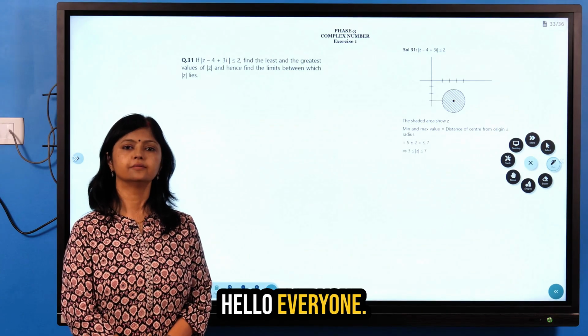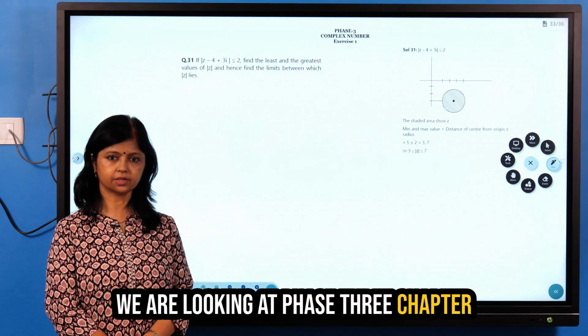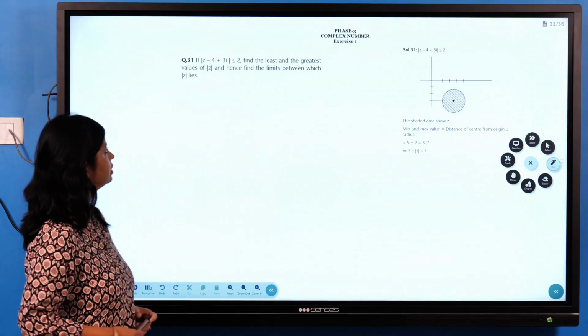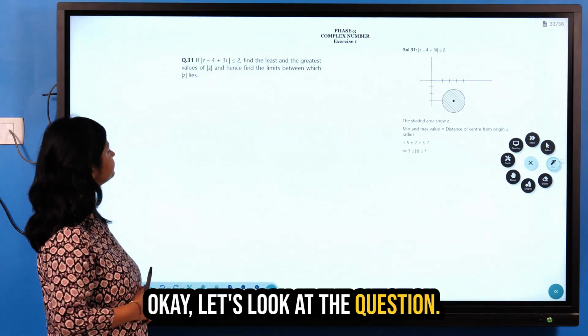Hello everyone. We are looking at phase 3, chapter complex number, exercise 1. We are at question number 31. Okay, let's look at the question.